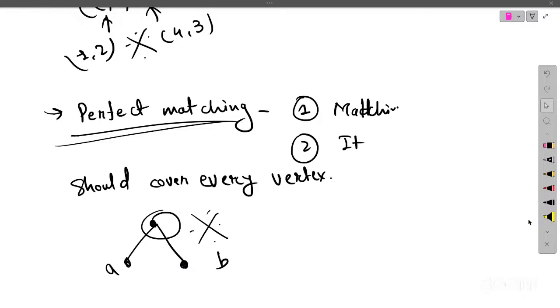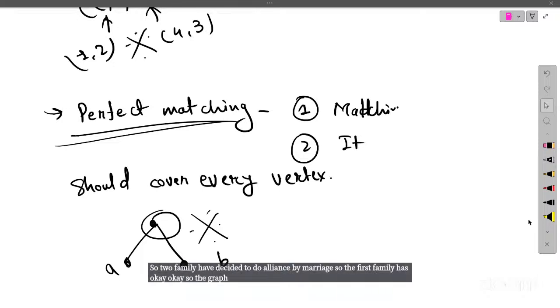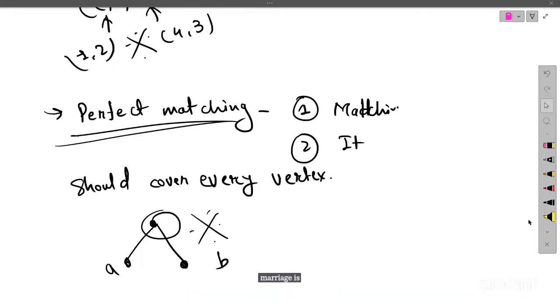Two families have decided to enter into an alliance by marriage. So the graph representing the arranged marriage is given below. Yeah, this is a question of matching. Here you just have to find the maximum number of matching edges. Is it possible to give some clues for how we can start this?